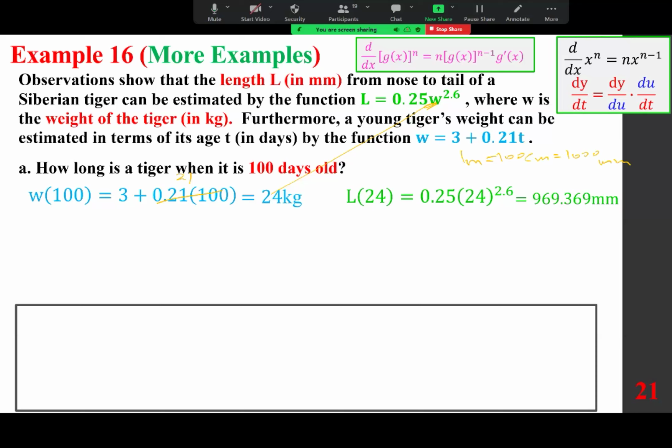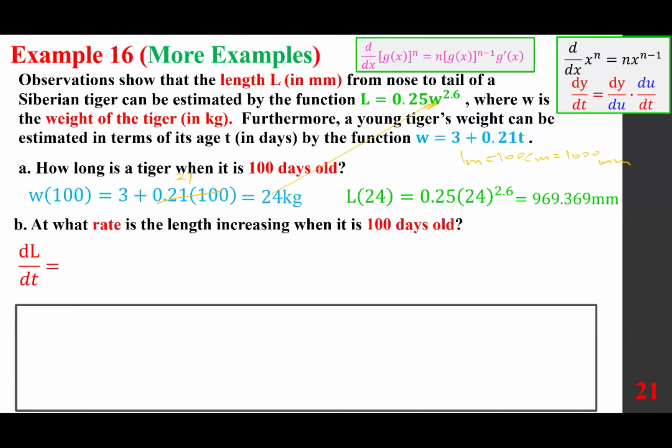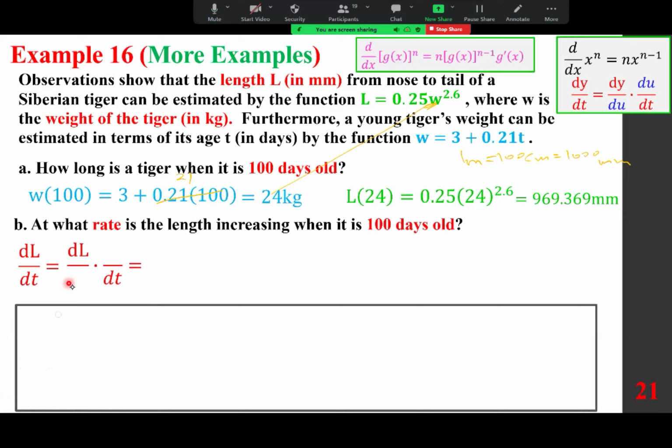And so we want the dL/dt. In this case, where it's asked at what rate the length is increasing when it's 100 days old, we want the dL/dt. And I'm going to write it in this fashion, and I'm going to remind you that according to Leibniz's notation, dy/dt is dy/du times du/dt. So from y to t, the intermediate variable is u. So from L to t, the intermediate variable is w. So that's what we put in here.